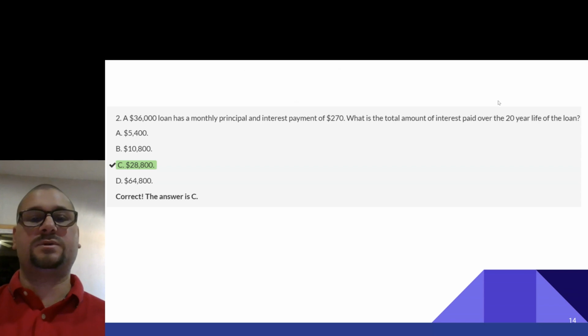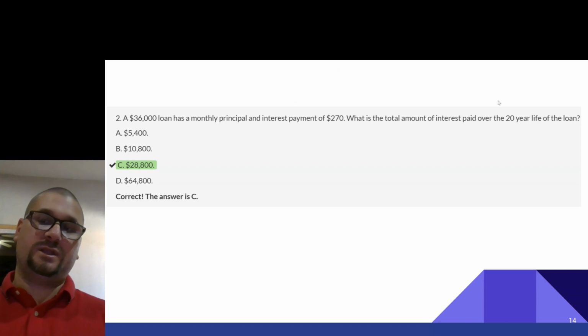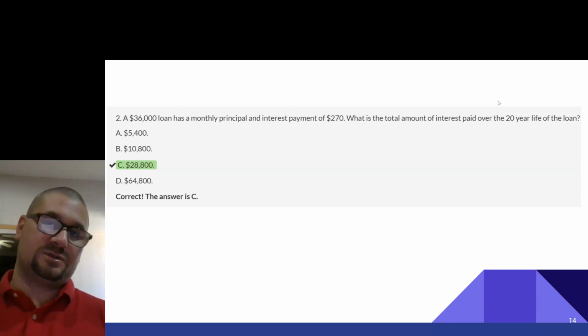A $36,000 loan has a monthly principal and interest payment of $270. What's the total amount of interest paid over the 20-year life of the loan? Take 20 years times 12, which gives you the number of payments you're making, times $270. Take that number, minus 36,000, and you get the 20,800.